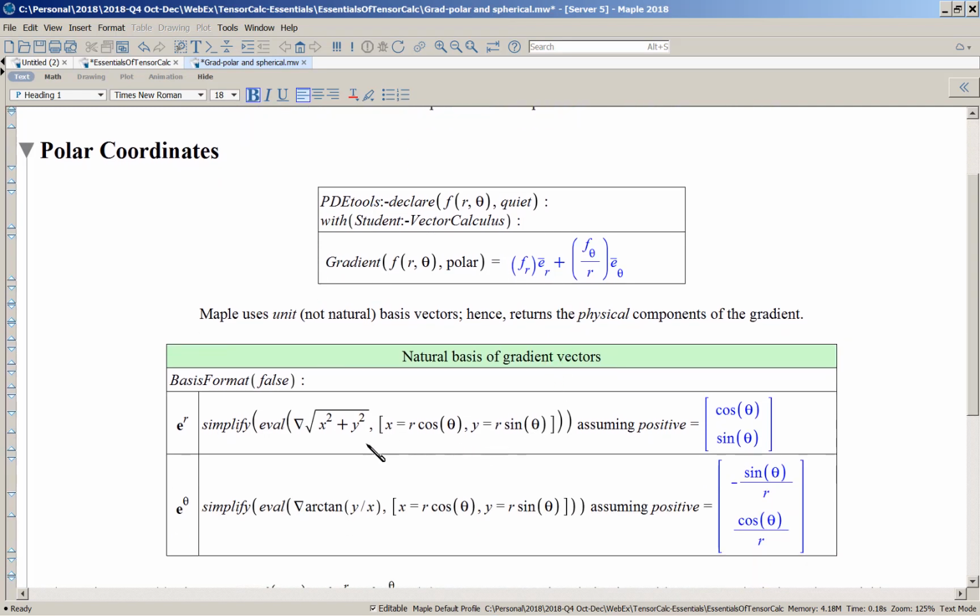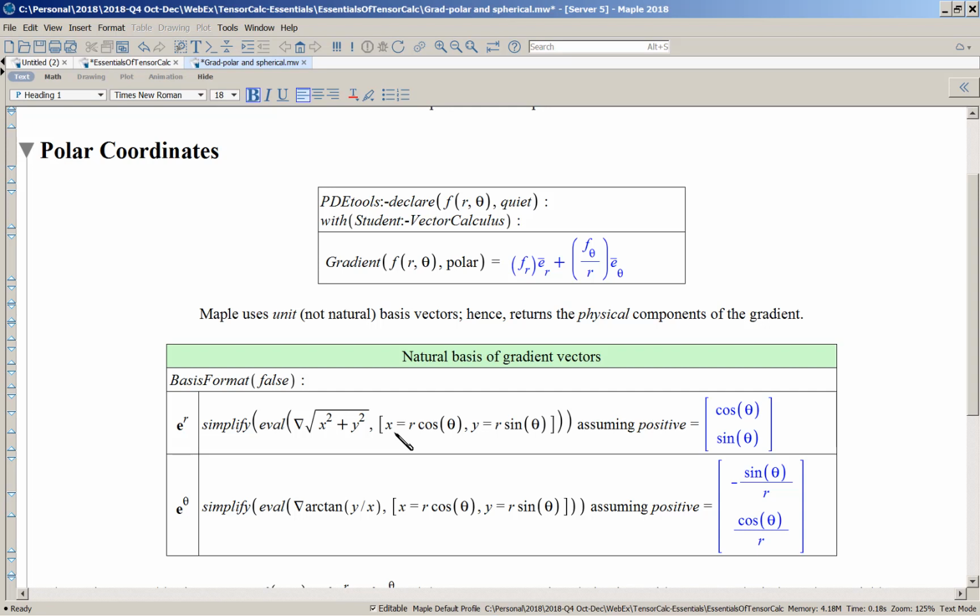So if you would work this out, what is the pair of natural gradient basis vectors? You have to take the gradient of the function root x squared plus y squared here, and the gradient of the arctan y over x here.